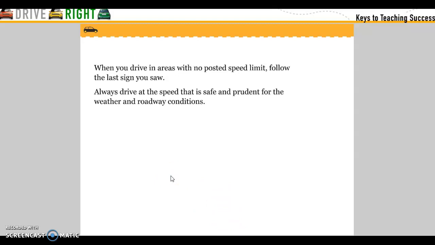When you drive in areas with no posted speed limit, follow the last sign you saw. Always drive at the speed that is safe and prudent for the weather and road conditions.